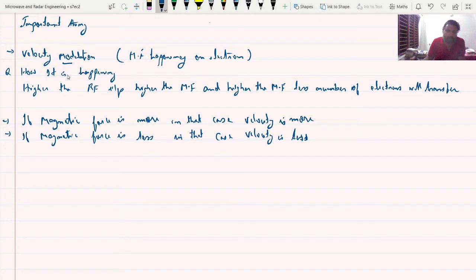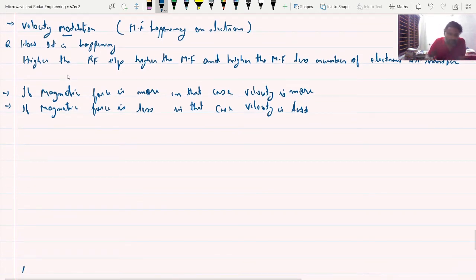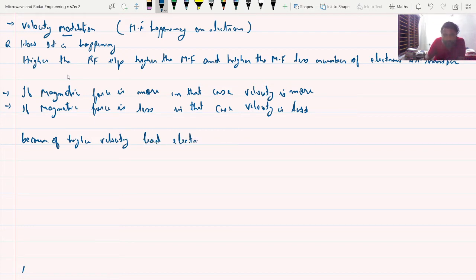So in that case, because of higher velocity, what happens? The lead electron will bunch with the reference electron.